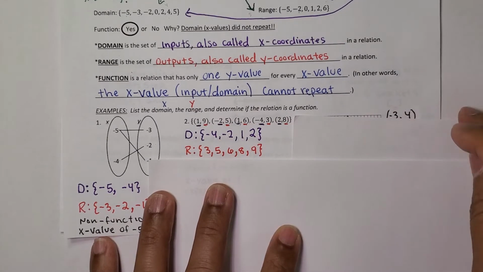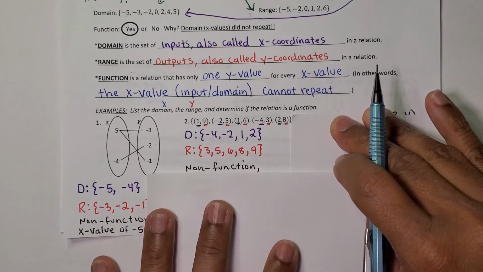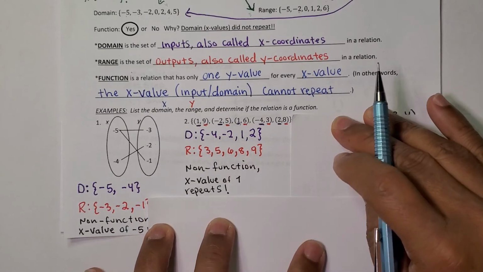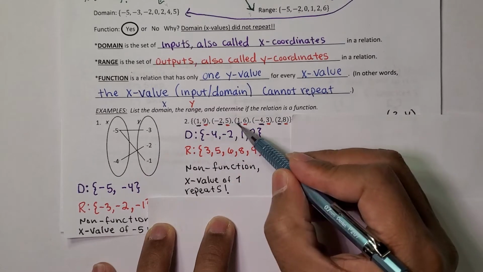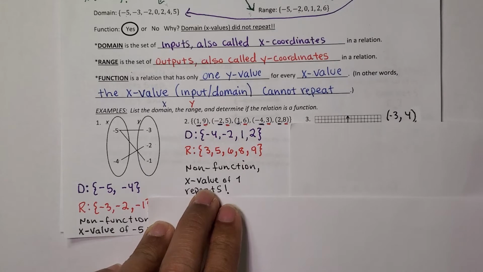Now, the next question is, is this relation a function? And the answer is, this is a non-function. Why? Because the x value of 1 repeats, so this is a non-function. Let's go on to the next example here.